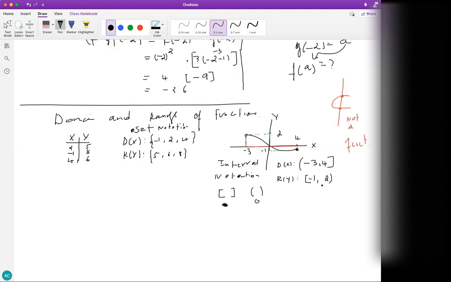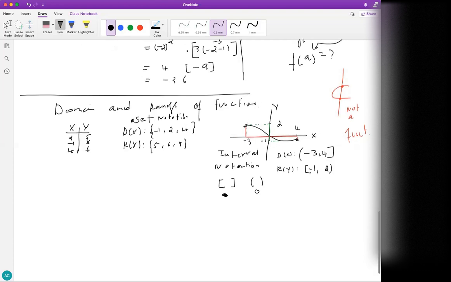Okay, so that's how you get the domain and the range from a graph. If you have points like these, that means the graph stops here. If you have an arrow here, or both, that means the x and the y do not stop. They keep going, extending in both directions.